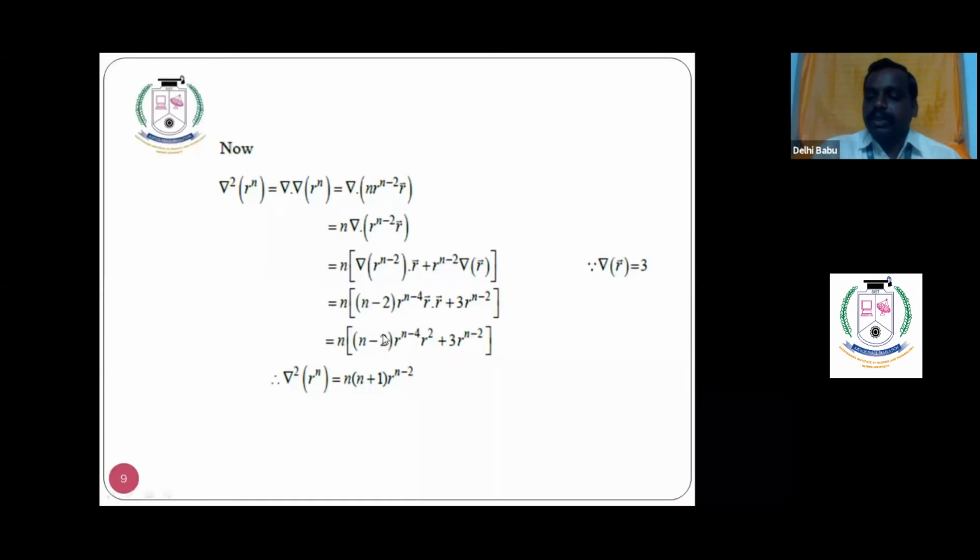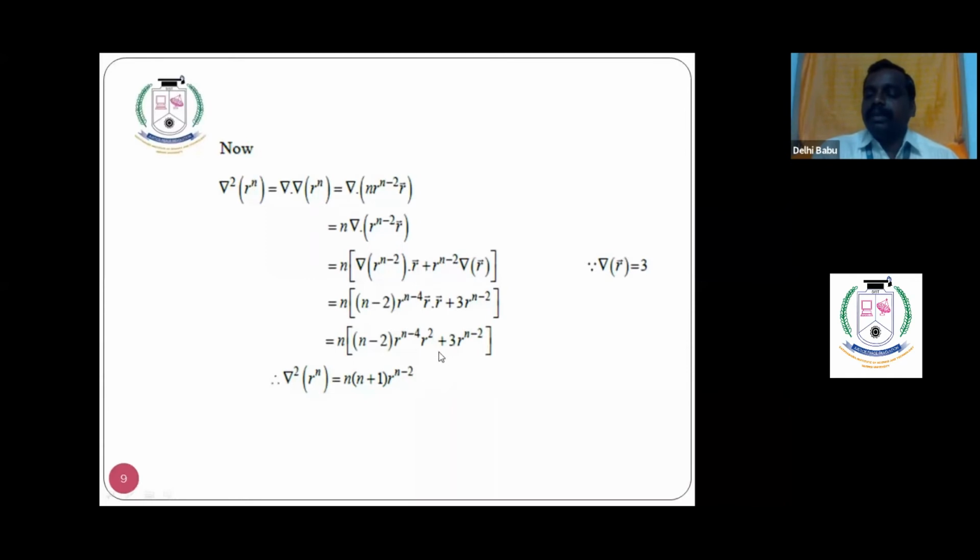So n minus 2, both r power n minus 4, this one is also r square. Both base is r, so club their powers, that means add the powers. Here n minus 4 plus 2. What is n minus 4 plus 2? n minus 2. So finally it comes n minus 2 r power n minus 2 plus 3 r power n minus 2.